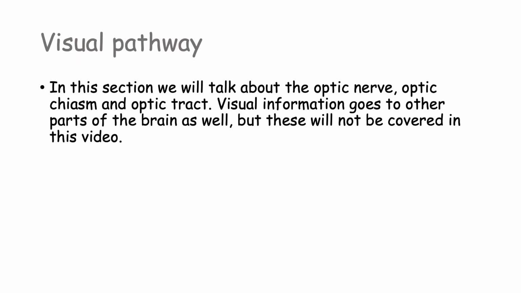Now let's talk about the visual pathway, which involves the optic nerve, optic chiasm, and optic tract. But please keep in mind that this is just one of the visual pathways. The information from the retina can go to other parts of the brain. However, only the main one is going to be discussed in this video.